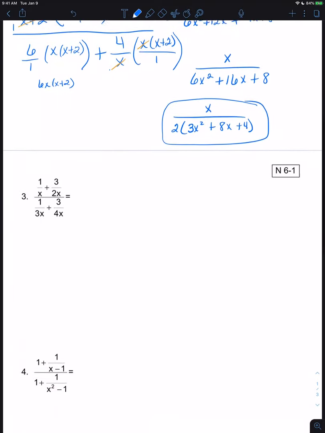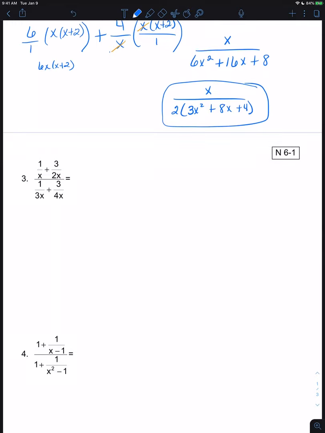Okay, so on number 3, we've got all these denominators. We've got an x, we have a 2x, we have a 3x, and a 4x. Well, they have these x's in common, so we know that that common denominator is going to include an x, but then we've got to look for the numbers. What's a common denominator between 2, 3, and 4? Well, I think that would be 12. So that will give us 12x as our common denominator.